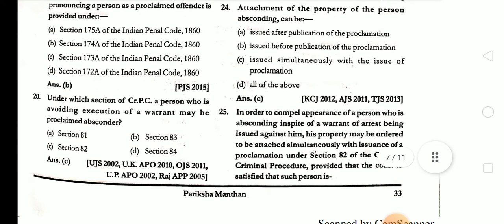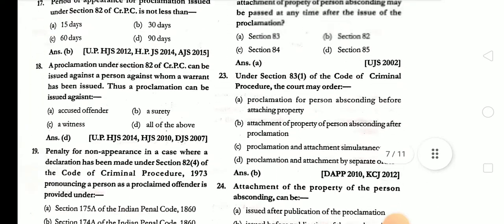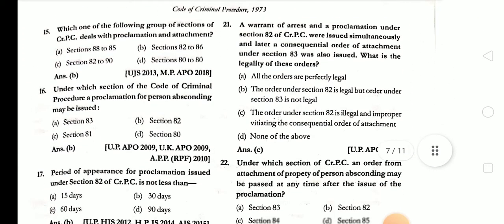Next question, under which section of CRPC a person who is avoiding execution of a warrant may be proclaimed offender? Answer is section 82. Next question, a warrant of arrest and a proclamation under section 82 CRPC issued simultaneously and later a consequential order of attachment under section 83 was also issued. What is the legality of these orders? Answer, the order under section 82 is illegal and improper, vitiating the consequential order of attachment.